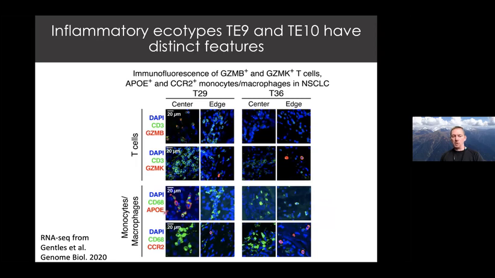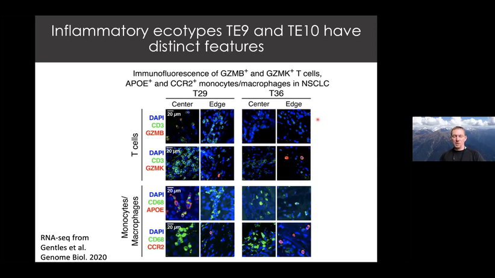And then we also looked at the two different flavors of monocytes and macrophages. In ecotype 9, they were ApoE positive, and in ecotype 10, they were CCR2 positive. And so we can see that these different cell types tend to co-occur with each other. We also found it interesting that there was a difference in terms of their spatial localization. What we found was that these ecotype 9 cell states tended to be in the center of the tumor, but not necessarily the edge of the tumor. Conversely, for the other ecotype, we found that they tended not to be in the center of the tumor, but around the periphery of the tumor, on the edges.